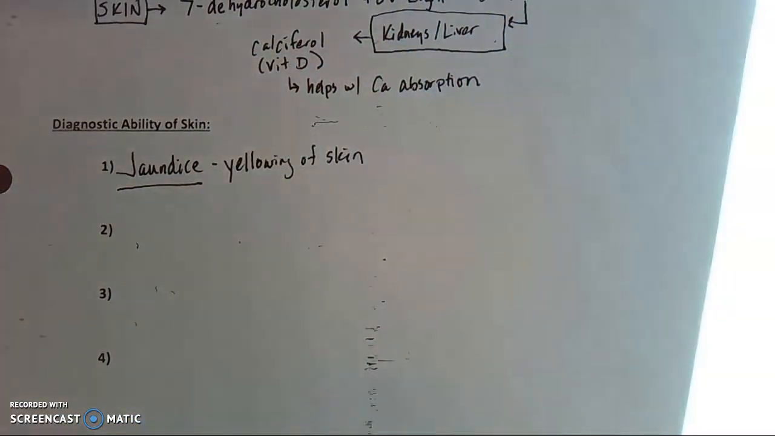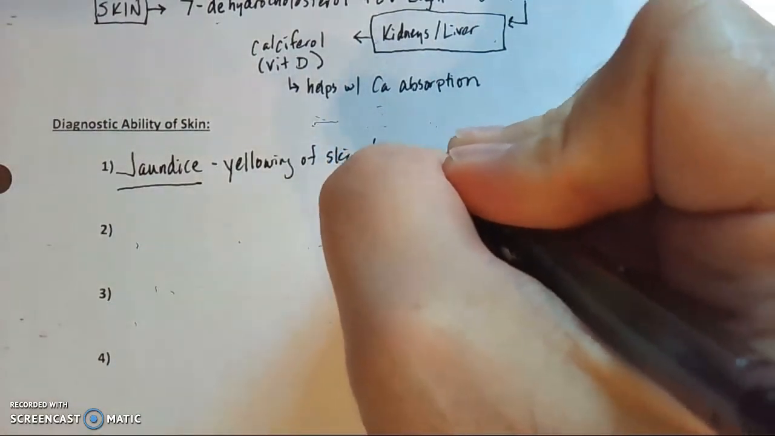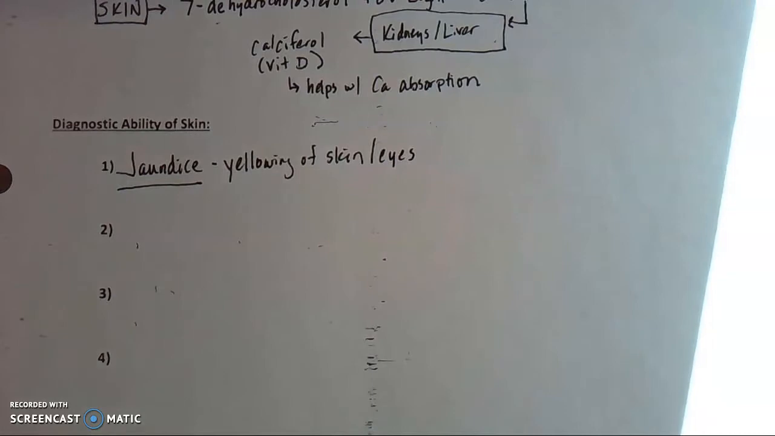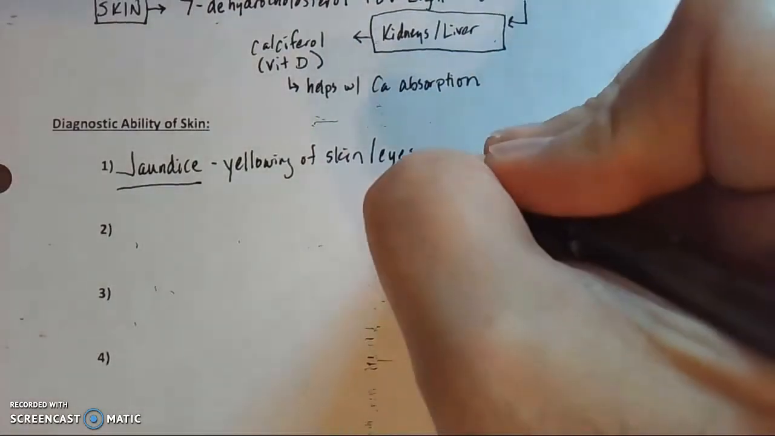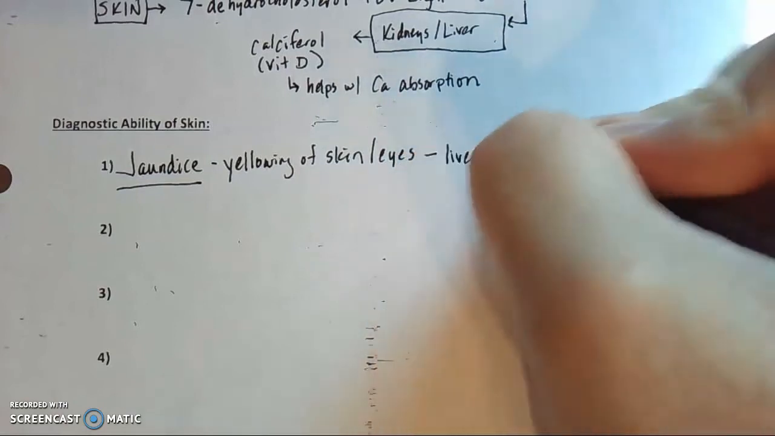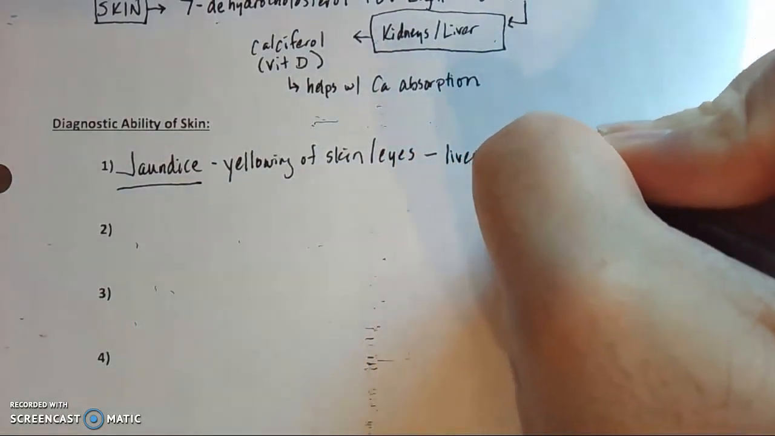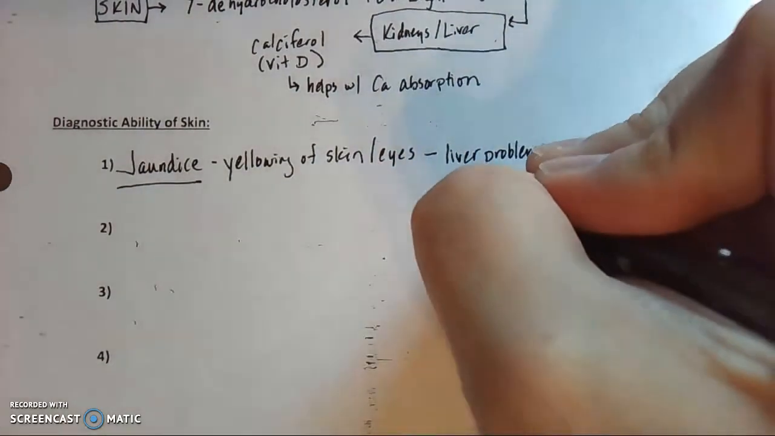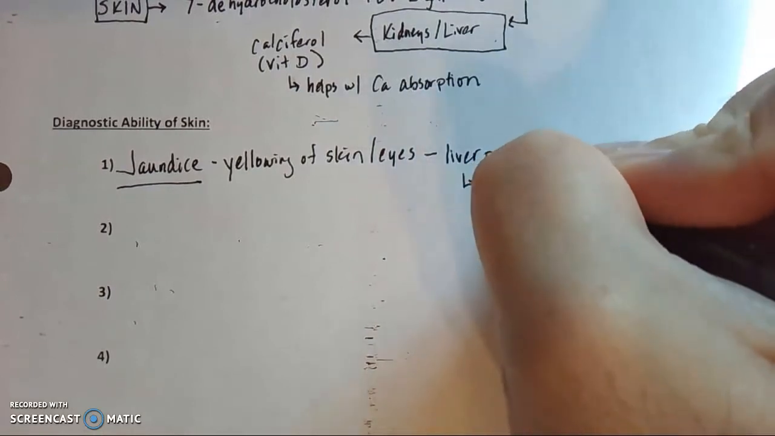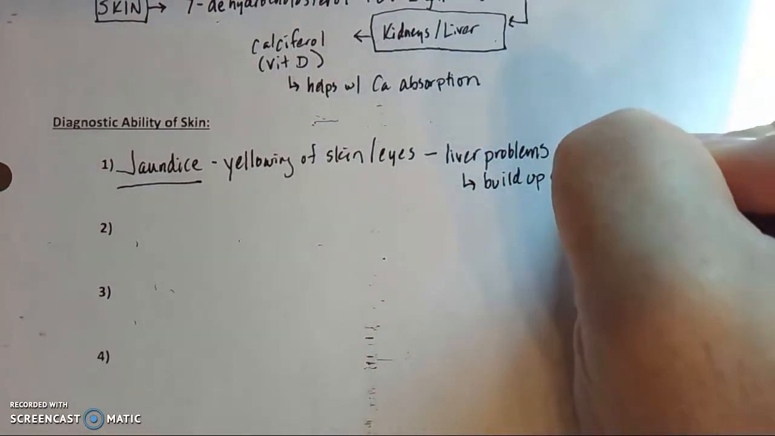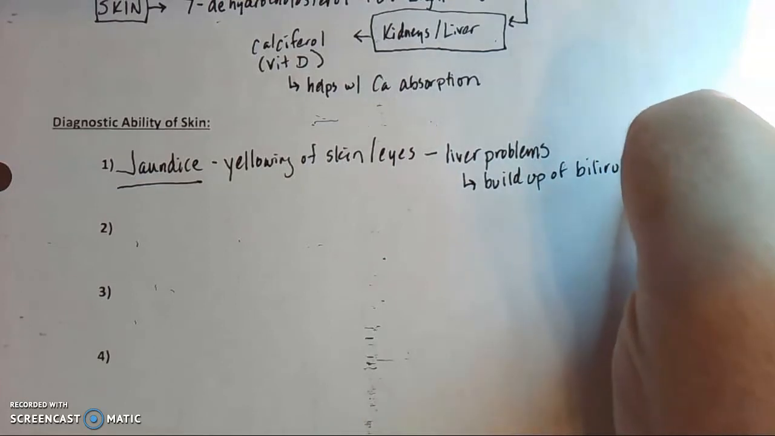And it's really seen in the white part of your eyes, which is called the sclera. That would turn bright yellow because if somebody is African American, sometimes it's hard to see that their skin turns yellow because they have a lot of melanin in their skin. And this is usually indicative of liver problems or gallbladder problems.